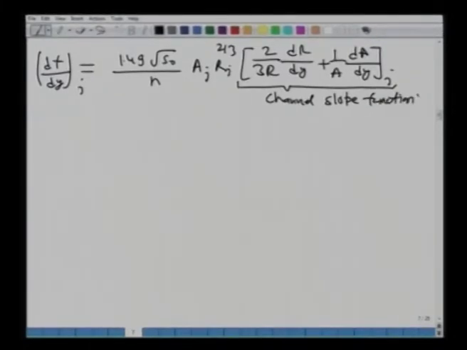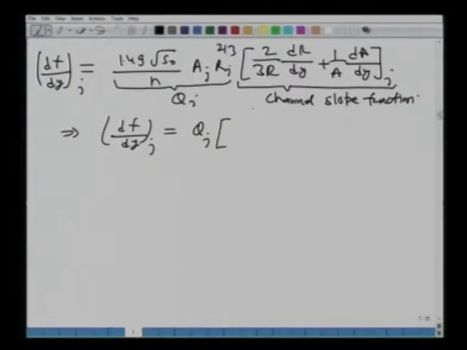Okay. And we will come to that a little later. All right. What is this whole quantity? This is nothing but Qj. So, your equation for f prime, df over dy at the jth iteration, is equal to Qj times your channel slope function, which is 2 over 3 r dr dy, plus 1 over A dA dy at the jth iteration.